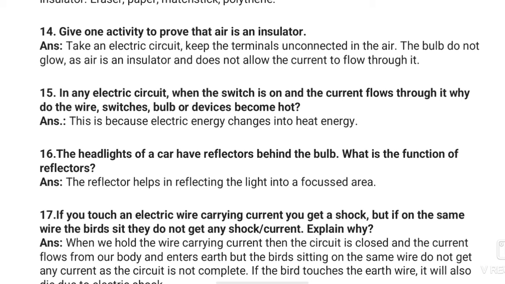Next question, in any electric circuit, when the switch is on and the current flows through it, why do the wire, switch, bulb or device become hot? So students, we know that in any such structure, it also converts one energy into another energy, and that is why all the materials become very hot. This is because electric energy changes into heat energy.